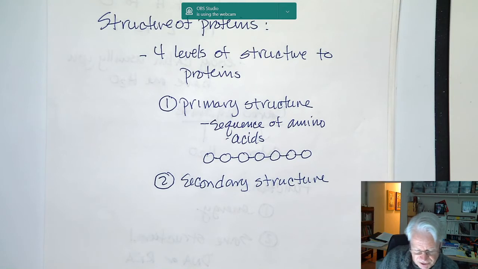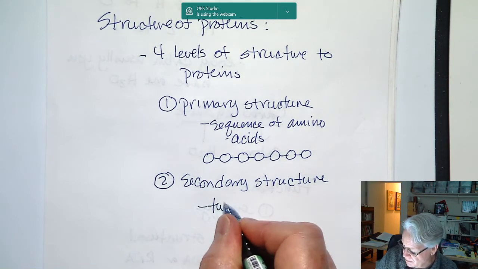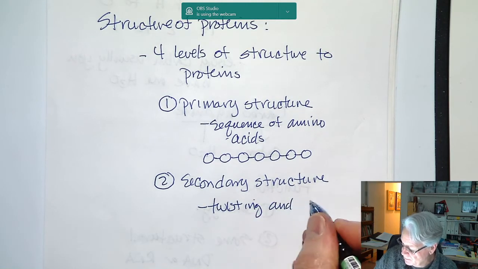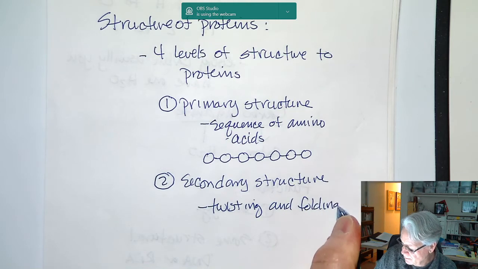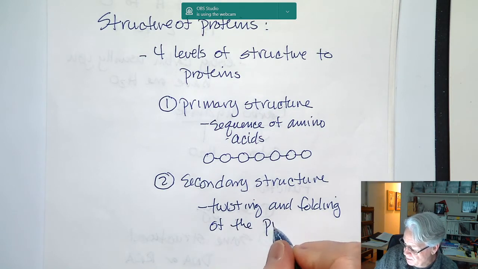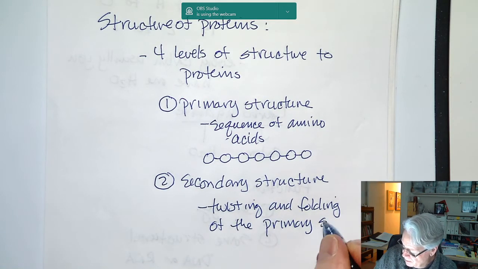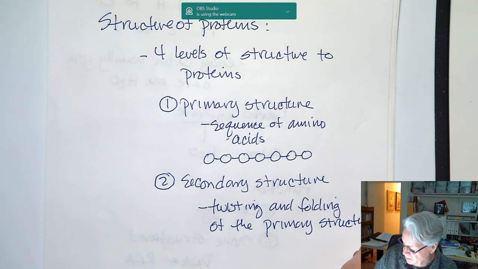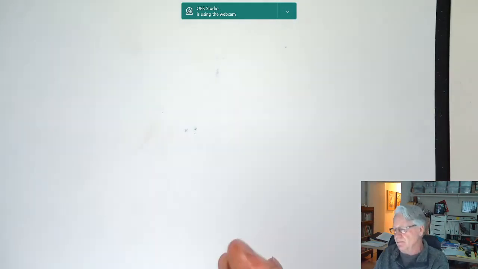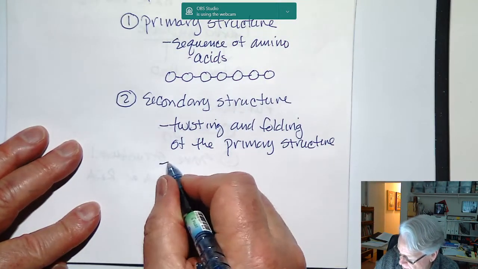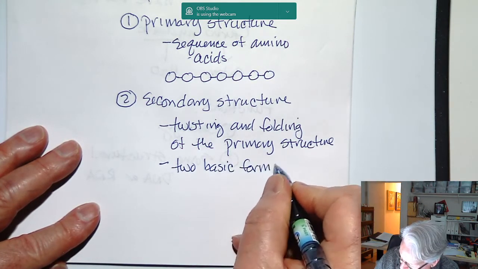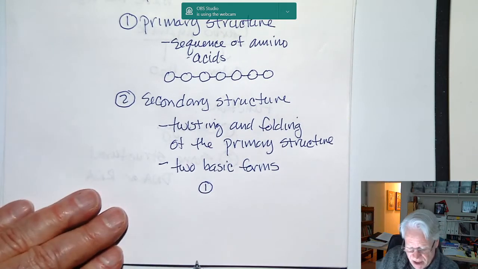And the secondary structure is a twisting and folding of the primary structure. So, and this is going to come in two forms, two basic forms. Number one, an alpha helix.